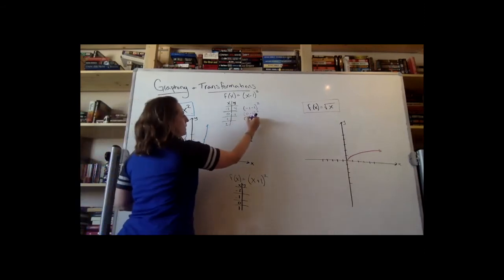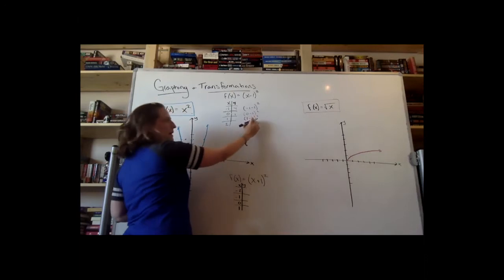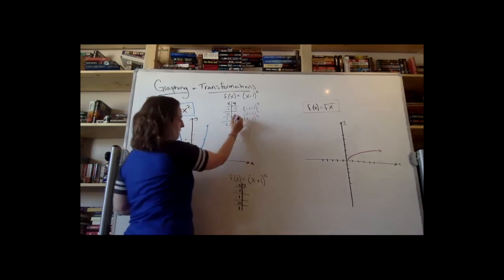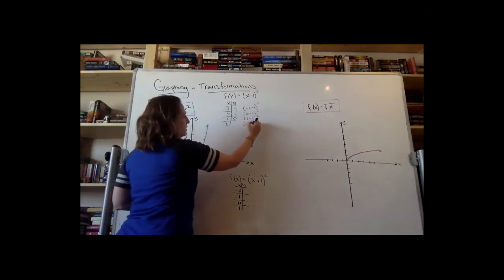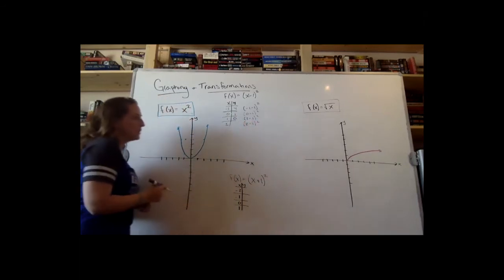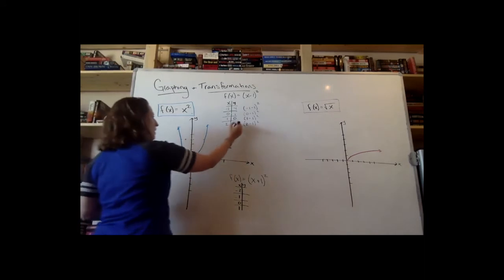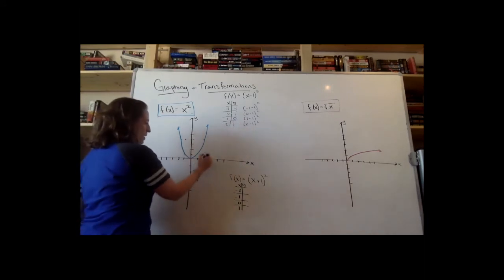When we plug in 1, we'll have (1 - 1) squared. 1 minus 1 is 0. 0 squared is 0. So we have the point (1, 0). And when we plug in 2, we'll have (2 - 1) squared. 2 minus 1 is 1. 1 squared is 1. So we have the point (2, 1).